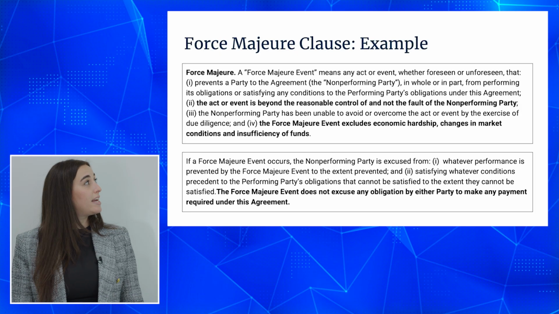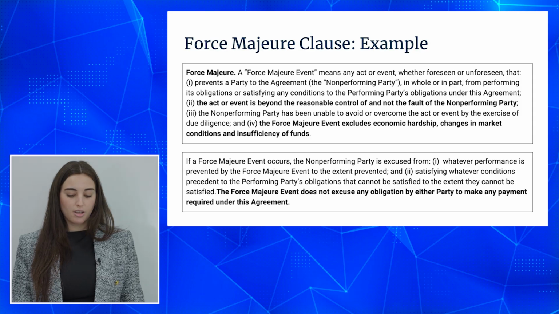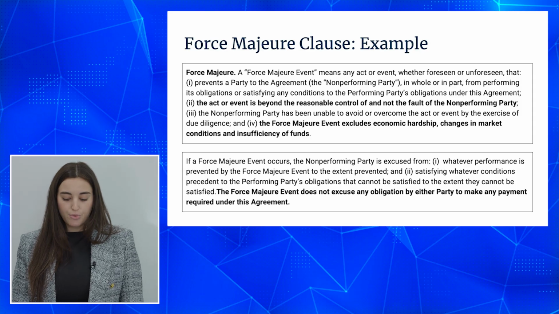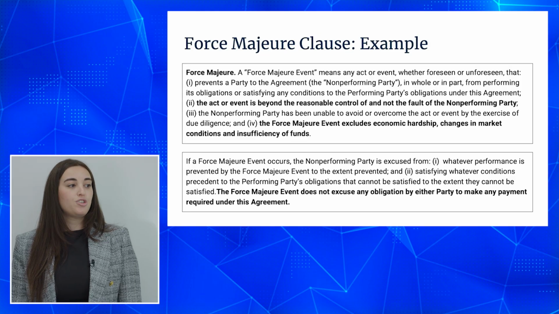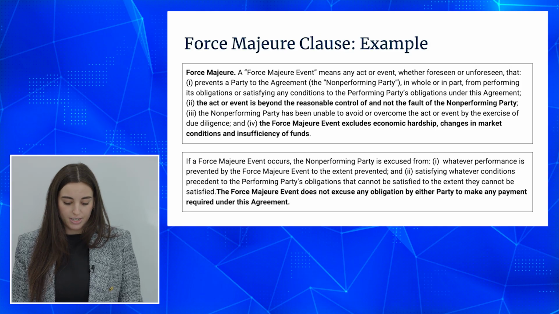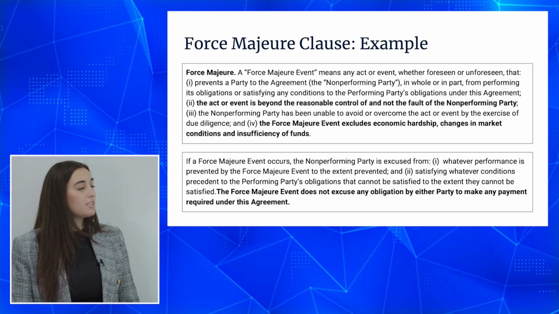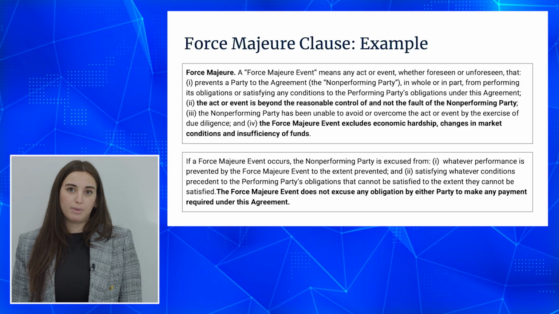Here is an example of two portions of a force majeure clause. The first defines what a force majeure event is, including reiterating the fact that it must be due to no fault of either party, and that also economic hardship does not constitute a force majeure event. The second part specifies that operation of this clause does not excuse the rent payment obligation.